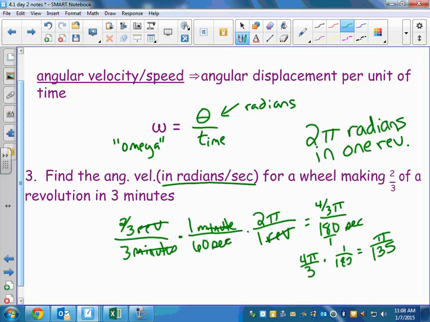Perfect. 4 goes into 180 45 times. So then 3 times 45 is 135. So that would be pi over 135 radians per second. And so you just want to make sure that your units end up in the units that they say.